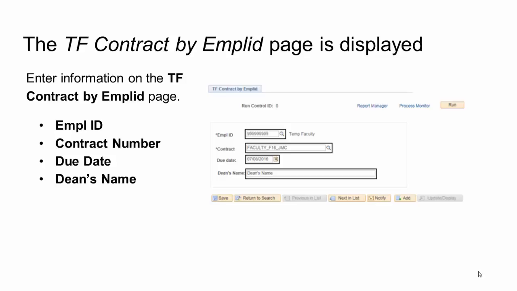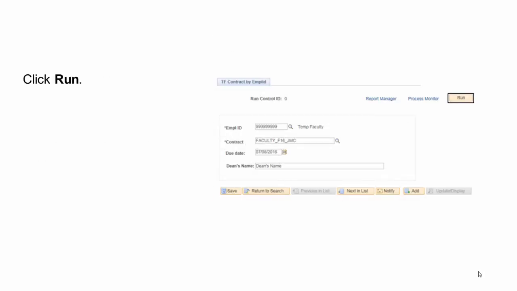The TF Contract by EMPL ID page is displayed. Enter information on the TF Contract by EMPL ID page: employee ID, contract number, due date, dean's name. Click Run.